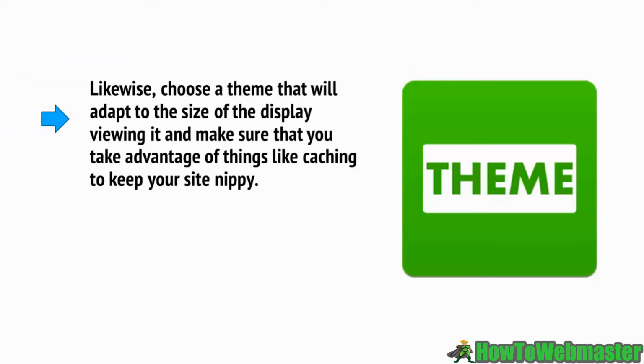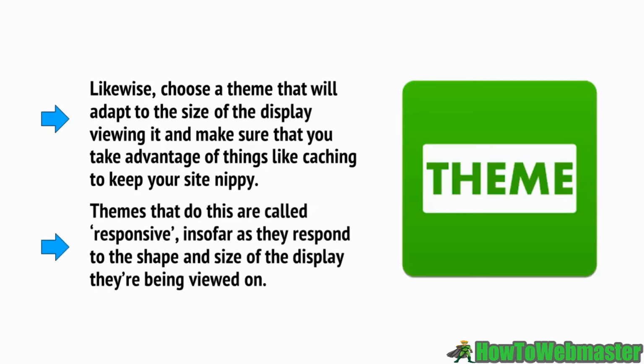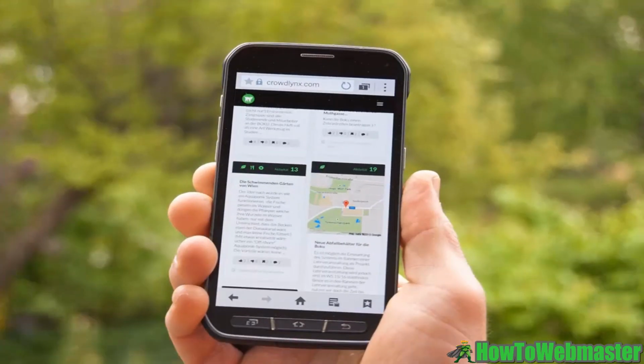Likewise, choose a theme that will adapt to the size of the display viewing it, and make sure you take advantage of things like caching to keep your site nippy. Themes that do this are called responsive insofar as they respond to the shape and size of the display they're being viewed on. This works by removing certain elements, by rearranging menus, etc., and by shrinking images. Note that mobile friendliness also means things like having large buttons, which are easier to click with a finger rather than a mouse, and avoiding mouse over drop-down menus that, again, can't be operated on a mobile without a mouse.